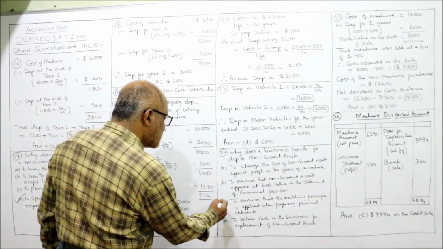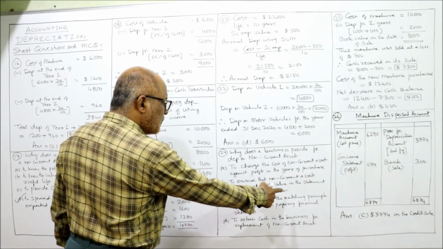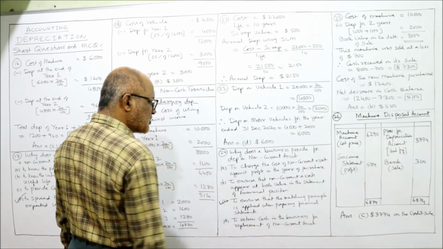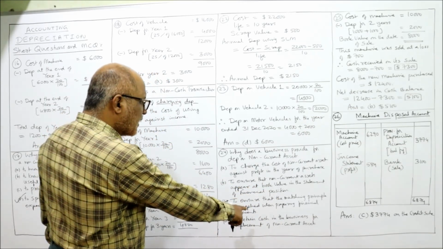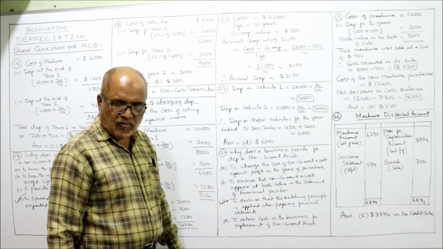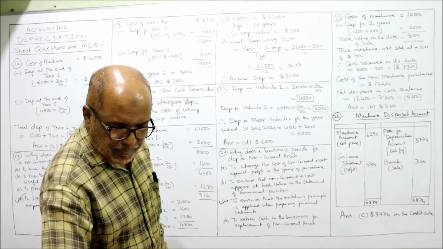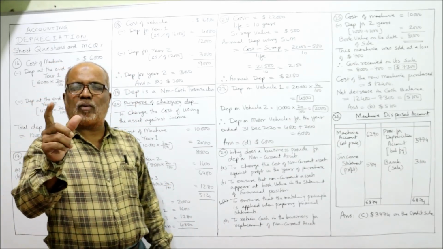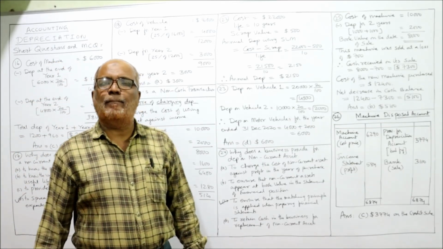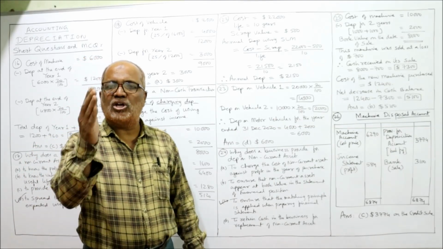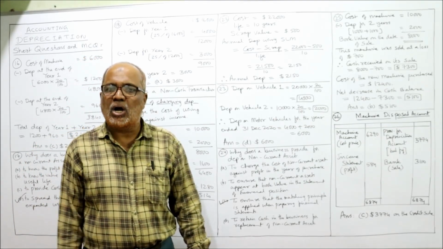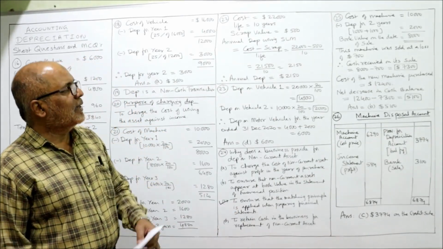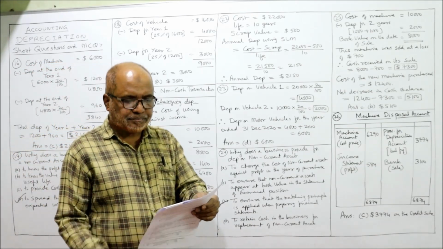The answer is C, to ensure that the matching principle is applied when preparing financial statements. Last one, to retain cash in the business for replacement of non-current assets. That is not the objective of providing depreciation. So depreciation is provided to comply with the matching concept, matching of revenue with the costs. That's it. 24th completed. 25th problem.